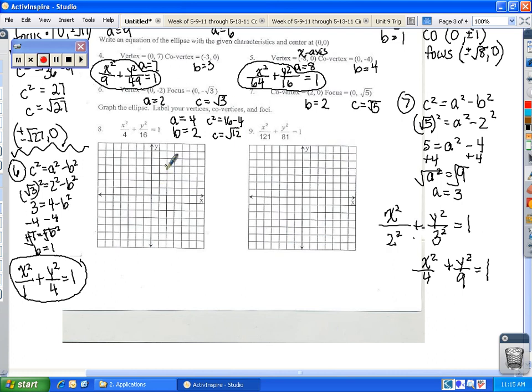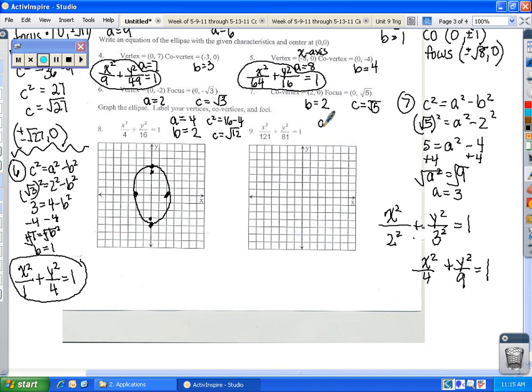So let's go ahead and plot our major axis. And again, since the bigger number is under the y, that's the axis I'm going to put those numbers on. So I'm going to go up 4 and down 4. I'm going to go over 2 and over 2. And that's going to be where my ellipse is. My focus points are about here and here, since that is the square root of 12.